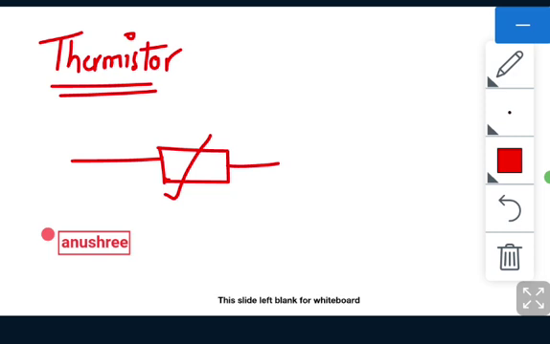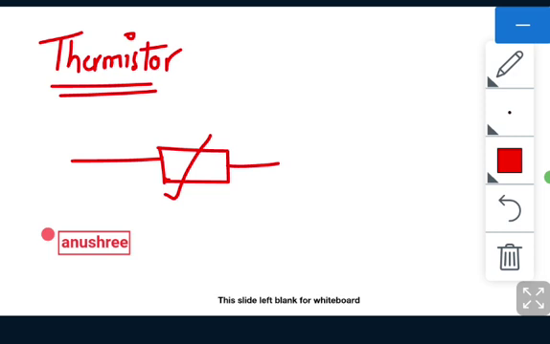A little amount of current flows through the resistor. Yes. And you can say vice versa, which means at higher temperature resistance is low and a higher amount of current flows through it.